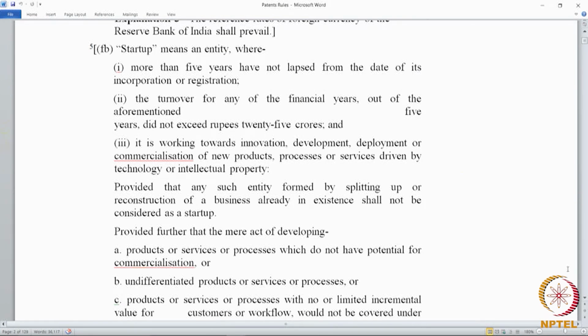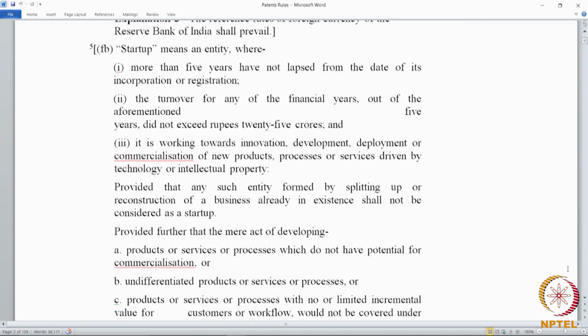So, the first requirement is the life of the startup, whether it is young or old, in the sense that if it is less than 5 years, it qualifies for the startup status. The second requirement is a financial requirement, to see that the turnover is not in excess of 25 crores over the years. The third requirement pertains to what the startup does, the work the startup is involved in. Now, the third requirement specifically states that it should be working towards innovation, development, deployment or commercialization of new products, processes or services driven by technology or intellectual property.